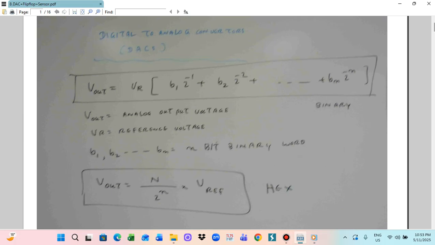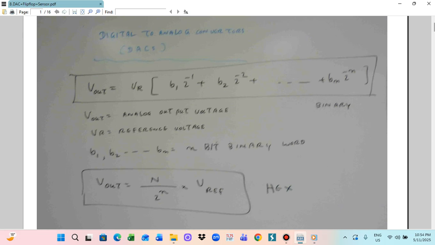Now in the meantime, you can also use the digital to analog converter, because the signals output from the computer are usually in digital format. So this digital signal needs to drive the analog controller. In this case, we have to convert digital to analog. So we have the equation for the digital to analog converter.